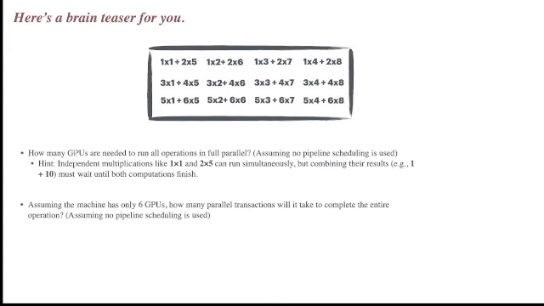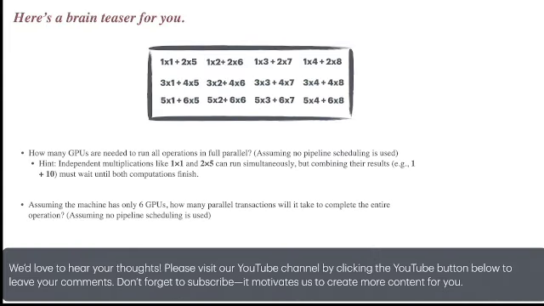Before we recap and end the video, here are some brain teasers for you. Assuming there is no pipeline scheduling, how many GPUs are necessary to run all operations in the matrix above in full parallel? And assuming that the machine has only 6 GPUs and no pipeline scheduling is used, how many parallel transactions will it take to complete the entire operation?